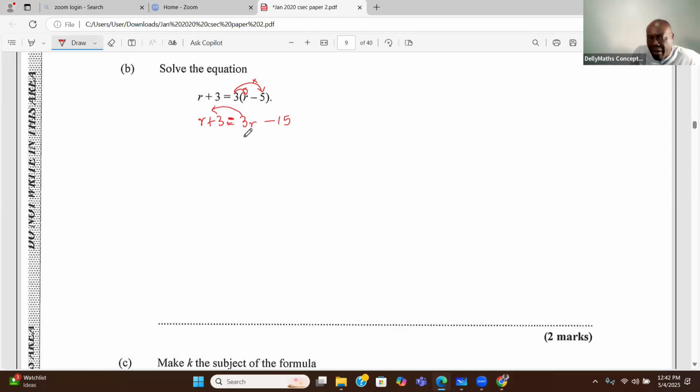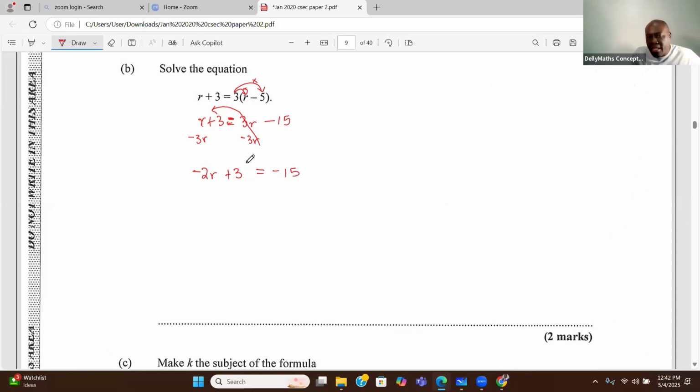So how do I move something mathematically? I go the opposite to what it is. So it's a positive 3r, I subtract 3r, and I balance by subtracting 3r. If I should rewrite this just to relax, then I'll say r minus 3r, this is minus 2r. There's a plus 3 there. This is gone, and then I'll have negative 15 over here.